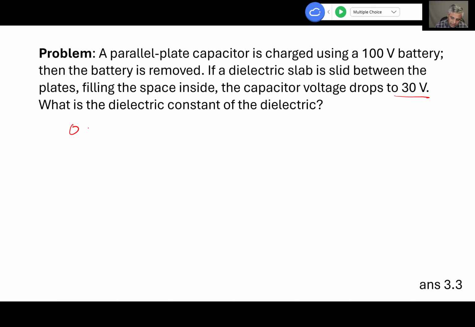Let's say Q is C times V. See, you remove the battery, that means you are not changing the charge, because only the battery can supply the charge. Or you can also write this in terms of kappa. Kappa times C times the new voltage.